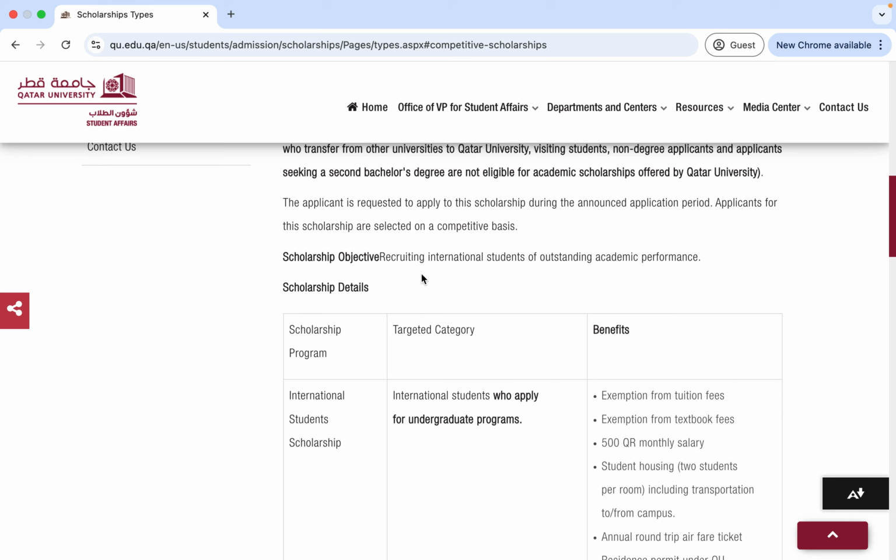They are recruiting international students of outstanding academic performance, meaning that your high school grade, which will be shown in your transcripts, must be very, very high before you can benefit from this.